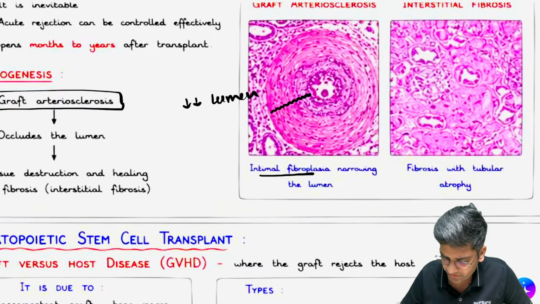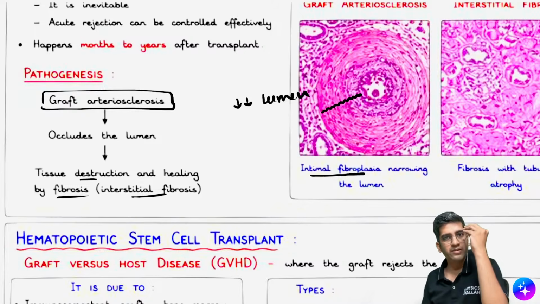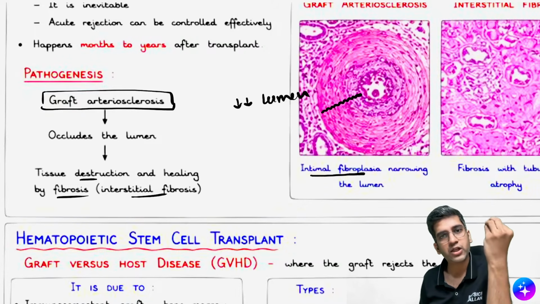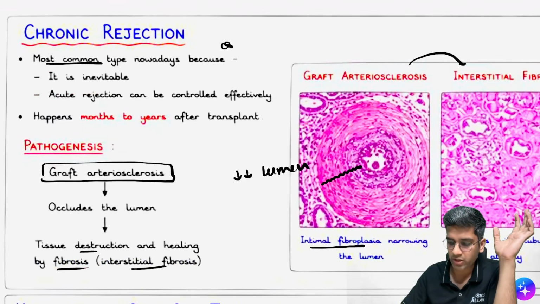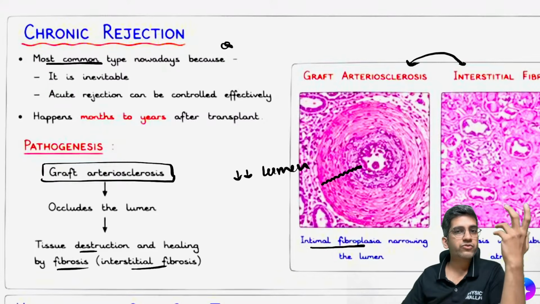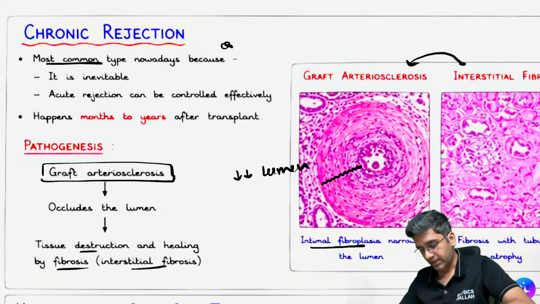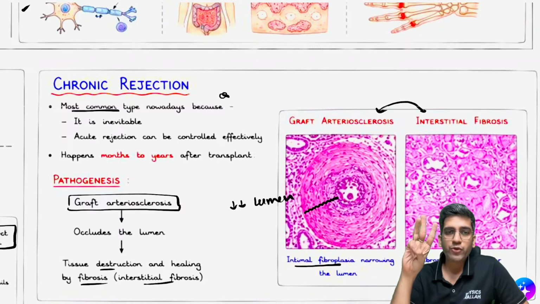The moment lumen gets reduced, obviously you'll have your interstitial fibrosis, because blood supply is most important. The blood supply is not there, automatically I'll have interstitial fibrosis. These two words are a must to look for in chronic rejection. Inevitable, cannot stop, might happen in 2 years, might happen in 10 years. Fine, that's your chronic rejection. We know hyperacute, we know acute, and we know chronic as well, right?